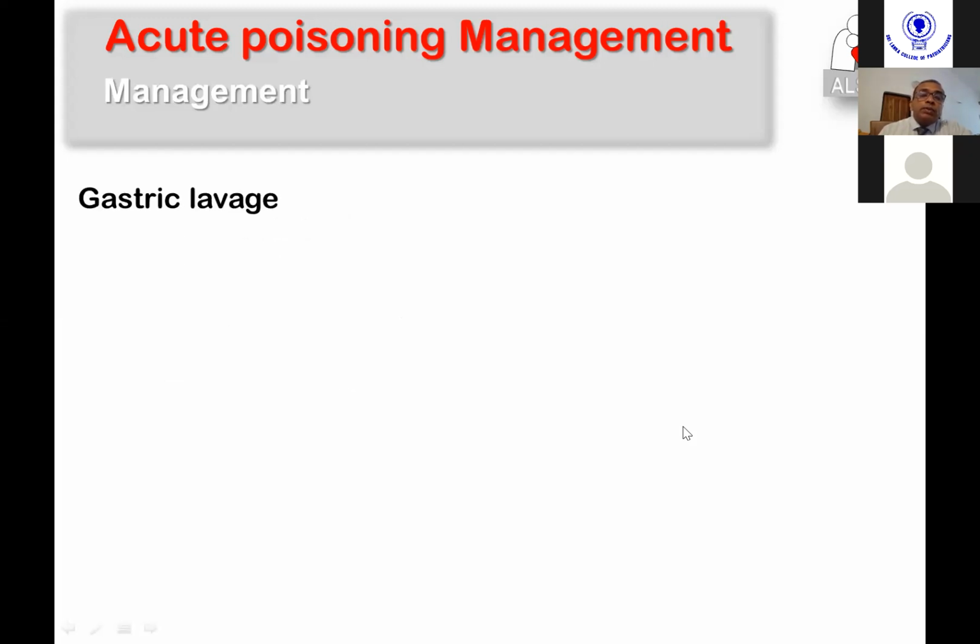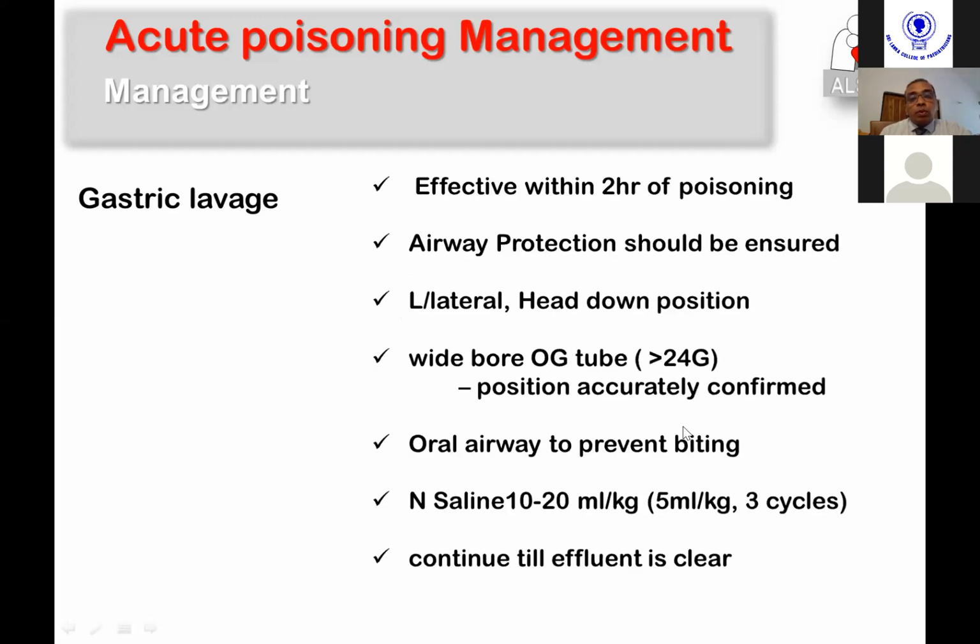So gastric lavage is one of the commonest methods of removal of poison from the gastrointestinal tract. It is a very labor-demanding process, but it is gradually disappearing from the protocols. It is effective only within 1 hour, sometimes within 2 hours. And it has to be performed with very good airway protection, which is sometimes extremely difficult. It has to be done in the left lateral, head down position with a very wide bore tube, for example, more than 24 gauge for a young infant, because it is an orogastric tube. I don't know whether this size tube is available in most of our pediatric units.